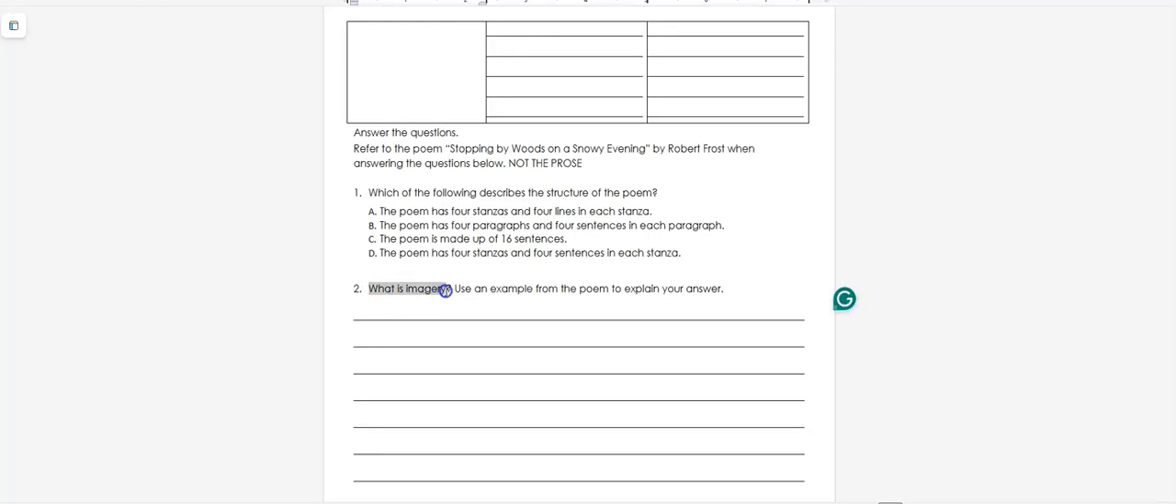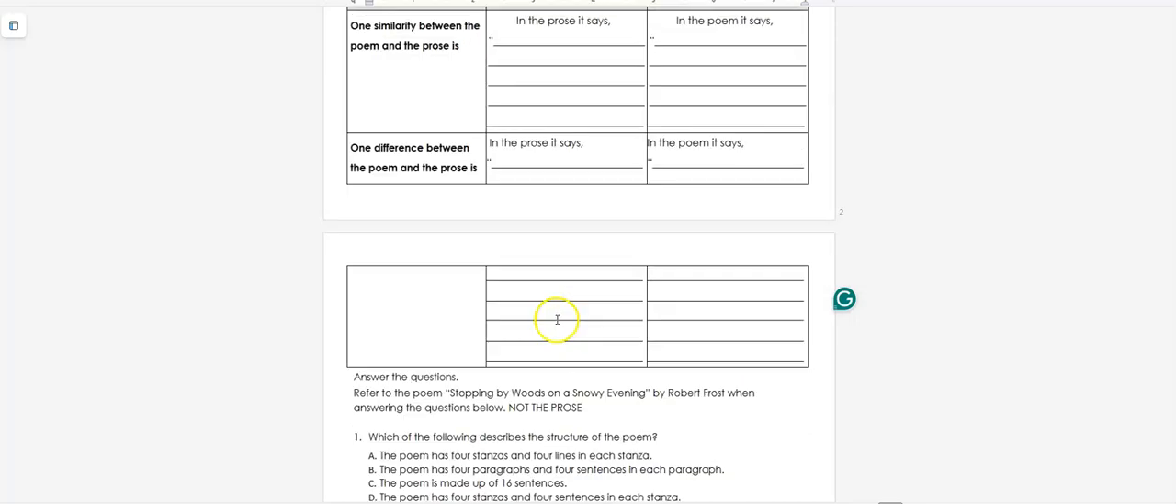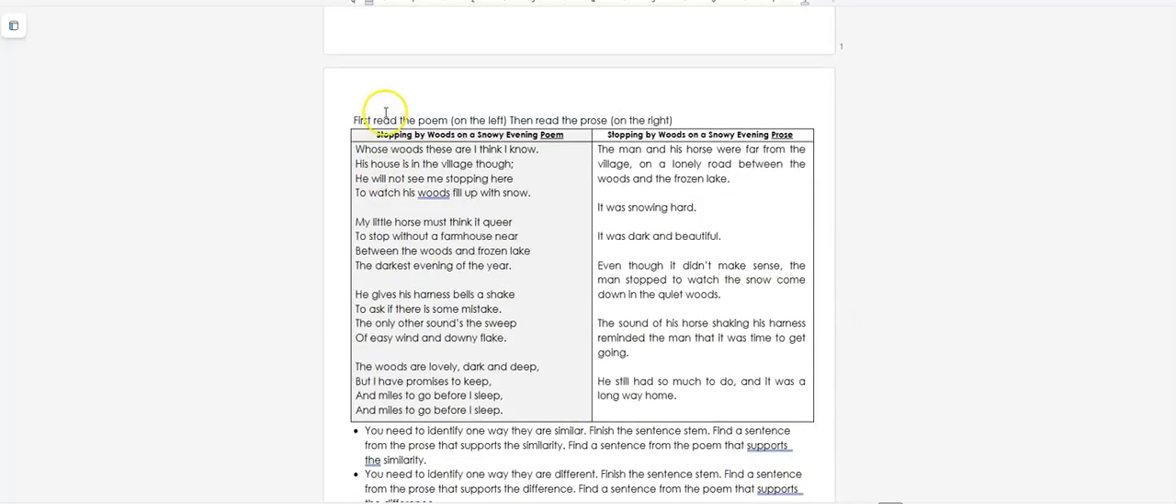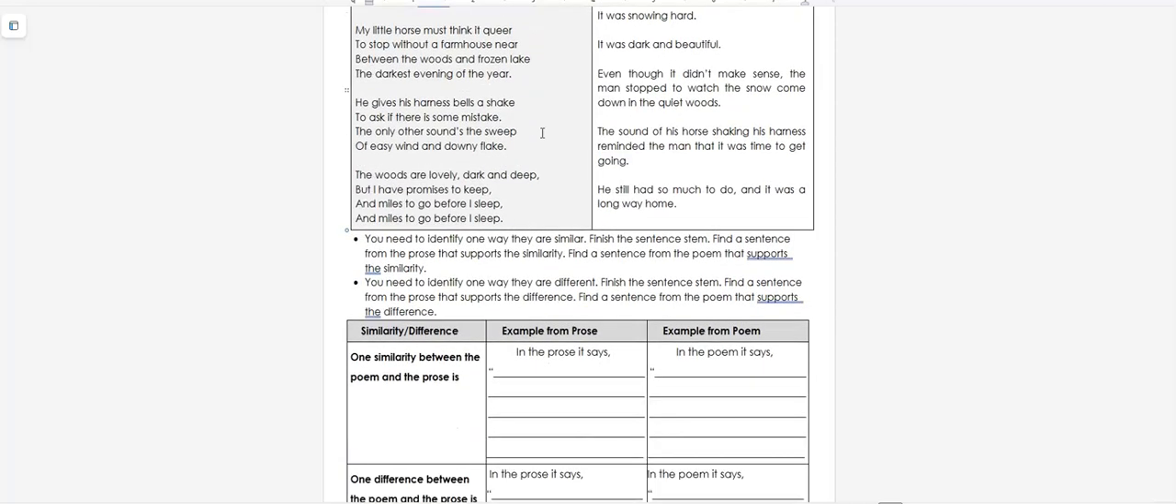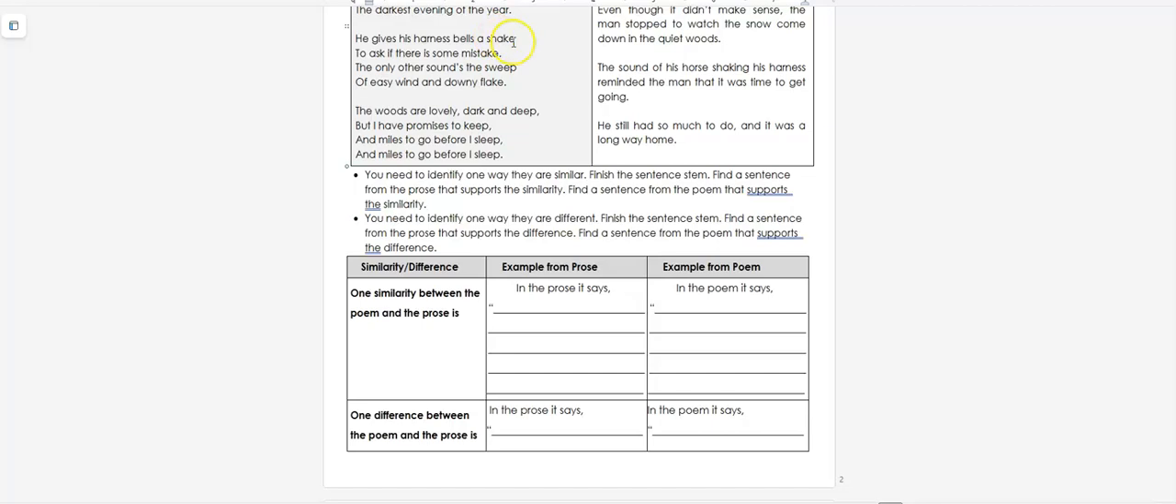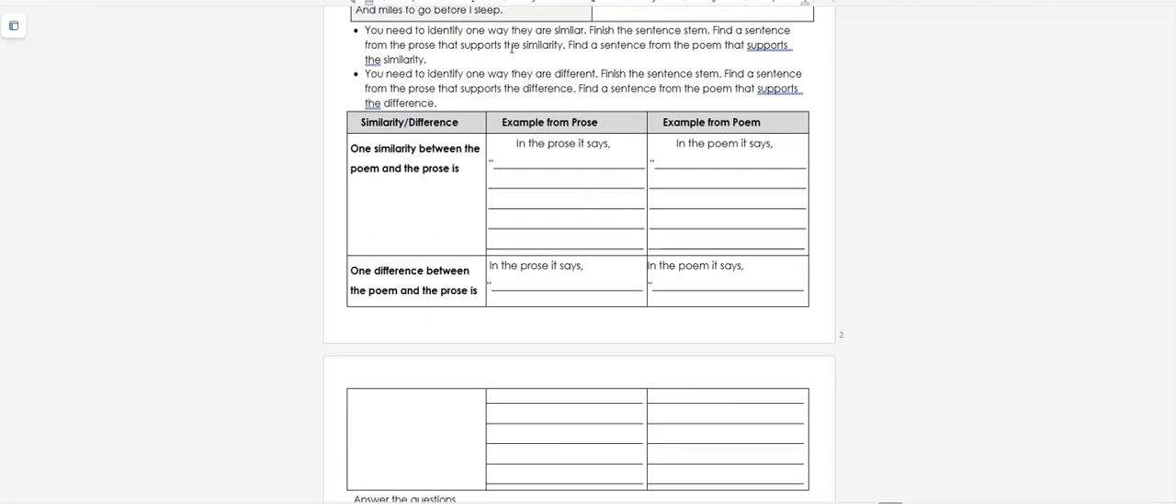I've explained what imagery is, and imagery is not a difficult concept. You think of the word image. Image is what you see, right? If you close your eyes and you hear the poem, what do you see in your mind? Then use an example from the poem to explain your answer. They could have picked any single line and used it as an example of imagery. To watch his woods fill up with snow: he is sitting in the middle of the woods watching the snow fall down. He gives his harness bells a shake: he's sitting on his horse and the horse shakes his harness and the bells jingle. Right? Can you hear that? Can you see that?